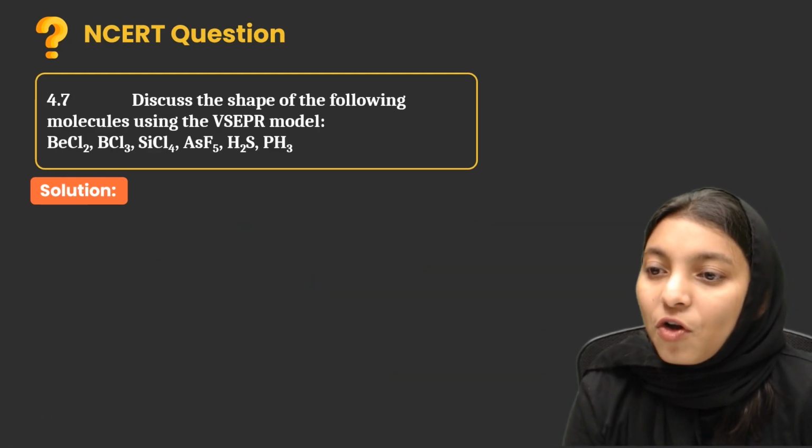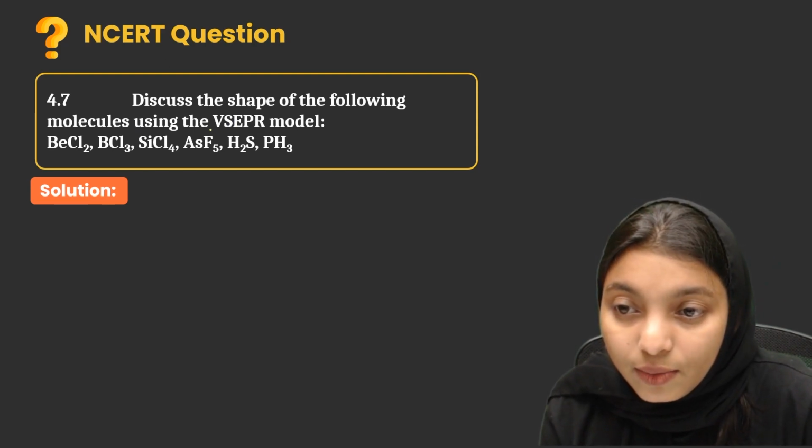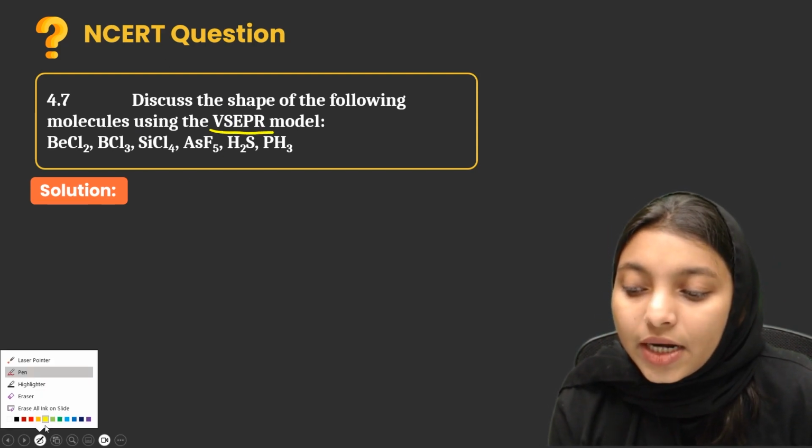Discuss the shape of the following molecules using VSEPR theory. We know valence shell electron pair repulsion theory.